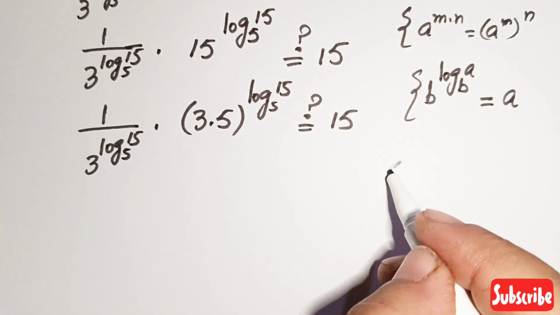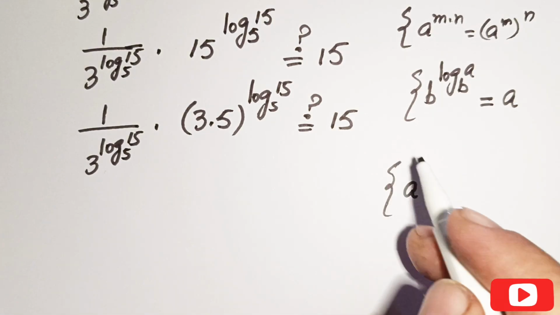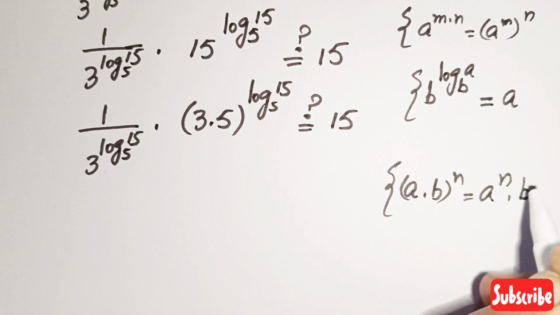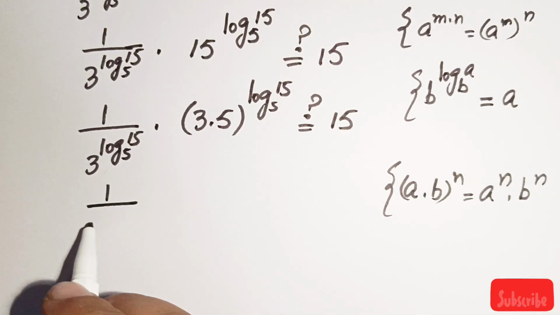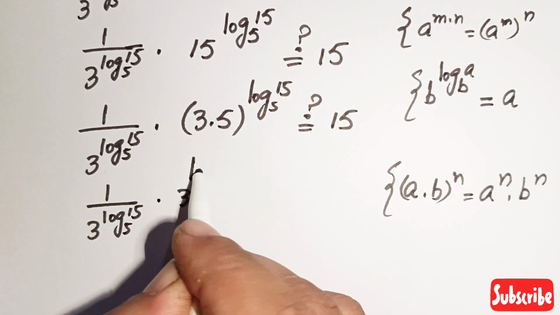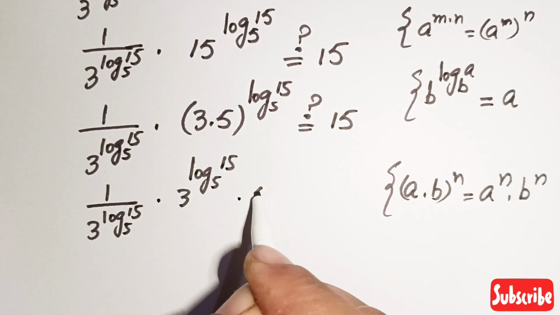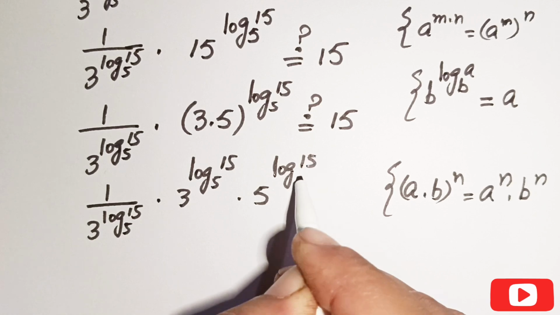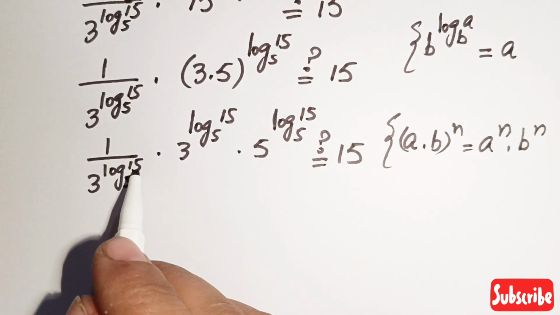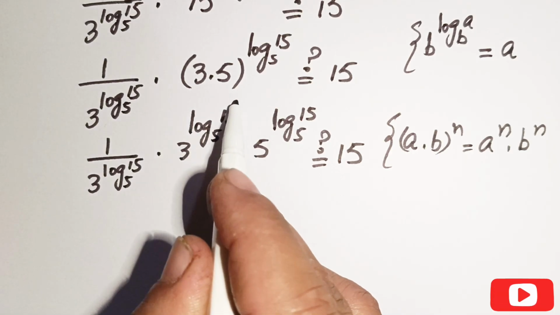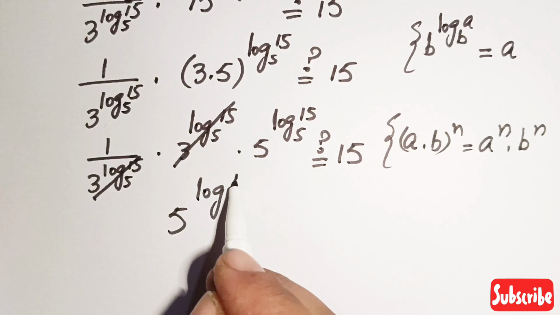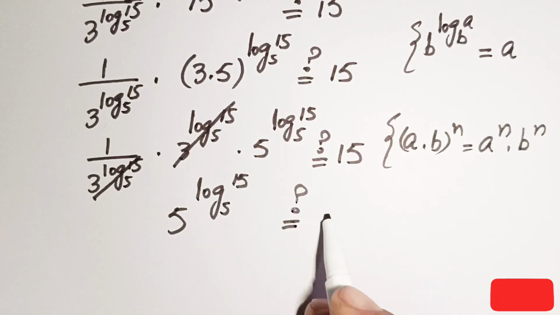Now using this property that a times b whole to the power n is equal to a to the power n times b to the power n, here 1 over 3 to the power log 15 to base 5 times it will be 3 to the power log 15 to base 5 times 5 to the power log 15 to base 5. Is it equal to 15? Now we see that 3 to the power log 15 to base 5 and 3 to the power log 15 to base 5 cancel each other. So we have 5 to the power log 15 to base 5. Is it equal to 15?